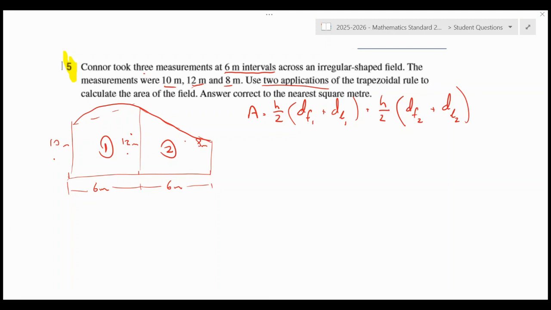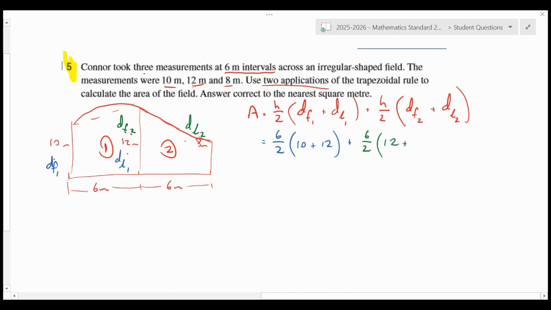So if I just change over to blue for a second, this is going to be my DF1, and this is going to be my DL1. Okay? So I'm going to have 6 over 2, 10 plus 12. Then I'm going to switch over to green, just so you can see these 2. This one is going to be DF2, because it's the first of the second area, even though it was the last of the first area. And this one's going to be DL2. So I'm going to have 6 over 2, and that will give me 12 plus 8. Okay, so that's all I'm doing.